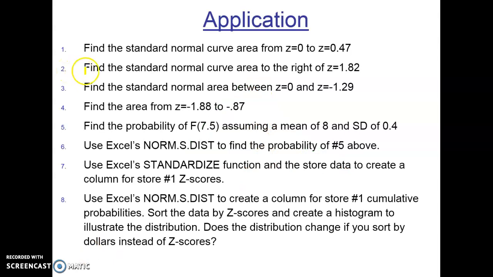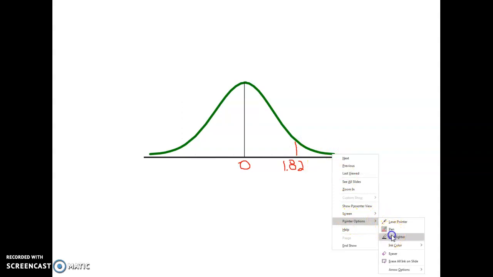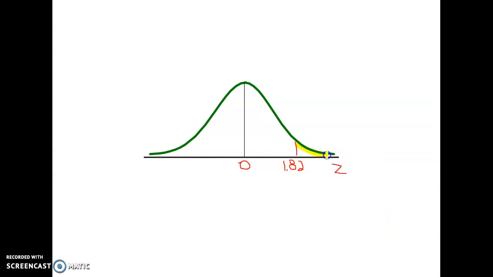All right, next question. It says find the standard normal curve area to the right of z equals 1.82. Okay, so for this, let's go back to our diagram here. And what I want to do is illustrate the z values. We have 0 at the mean, and then we're looking for the area to the right of 1.82. So that means this area up here. I can shade that in to better illustrate. So we want to find this area here, the probability of this area occurring.